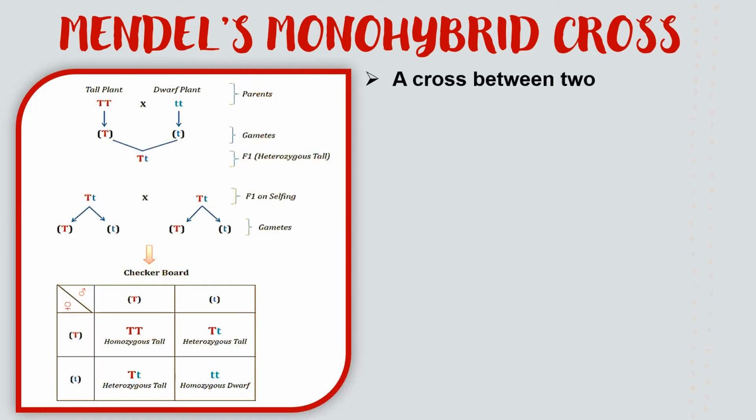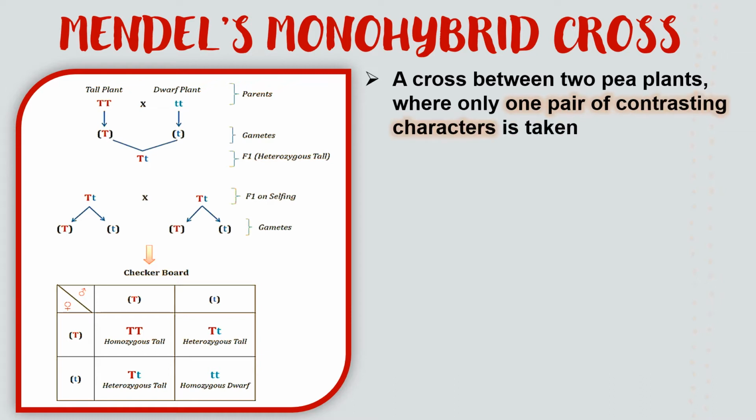Mendel's monohybrid cross. A cross between two pea plants where only one pair of contrasting characters is taken is called a monohybrid cross. Previously we saw that there was the shape of the seed, color of the seed, height of the plant, color of the pod. Now, we take only one pair of contrasting characteristics, and here we are taking only the height of the plant, whether it's a tall plant or a short or dwarf plant.